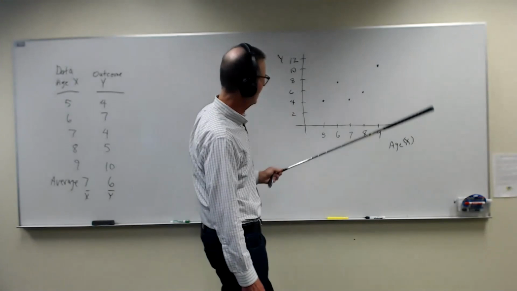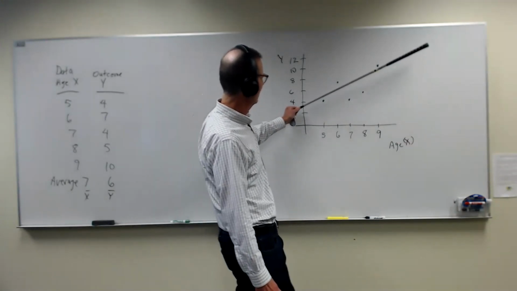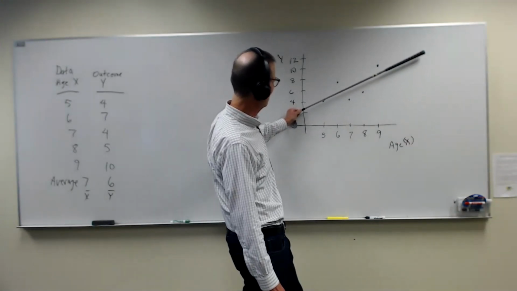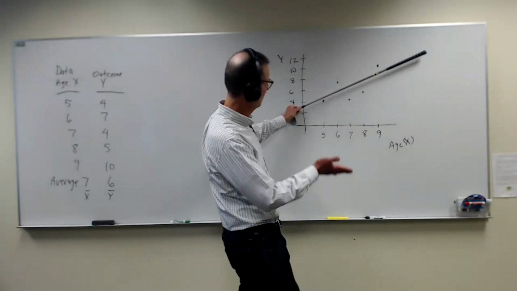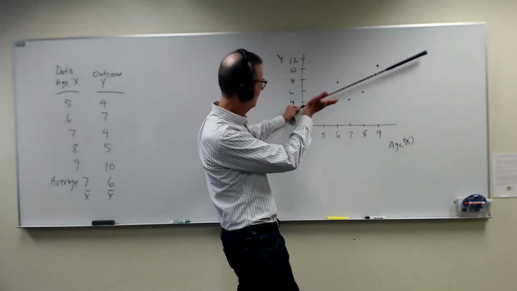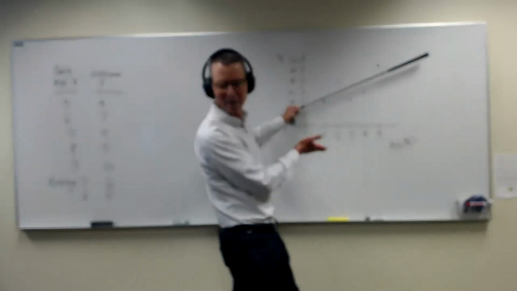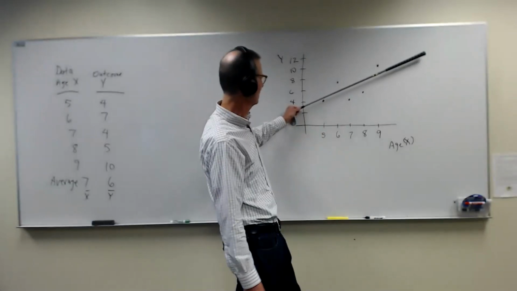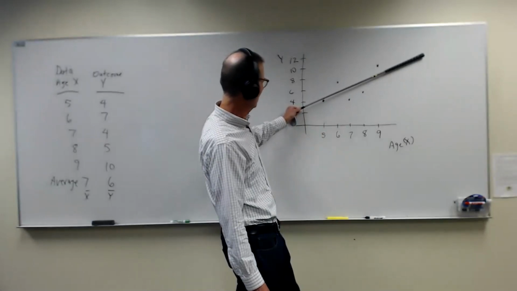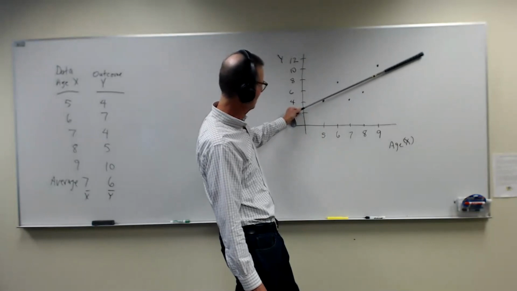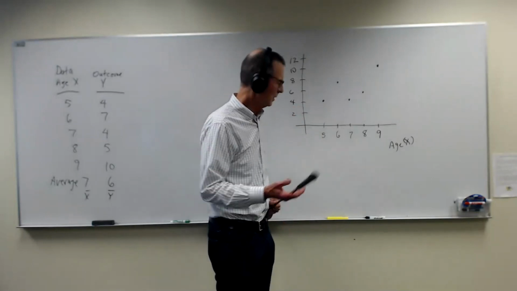And as you kind of do it by eye, you end up wanting to balance points above the line with points below the line, right? If you want a best fitting line. And in this case, it might be something like this. Let me just draw that in.